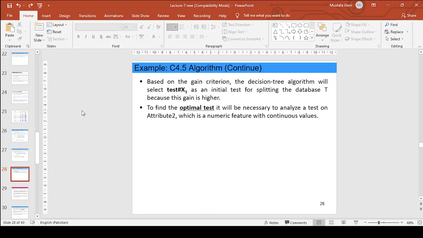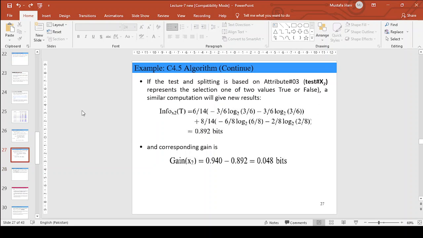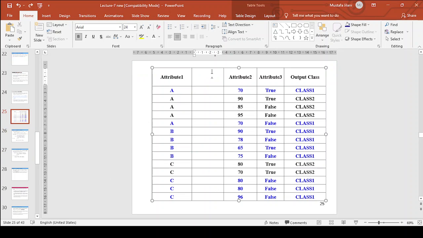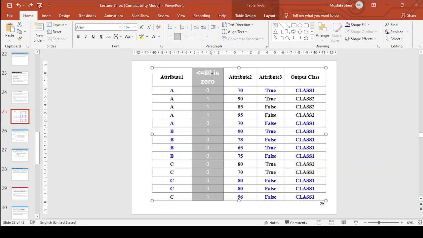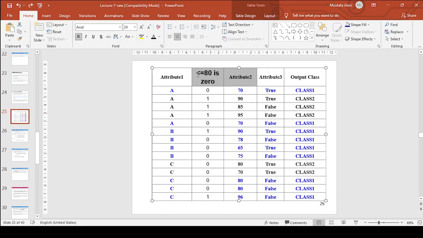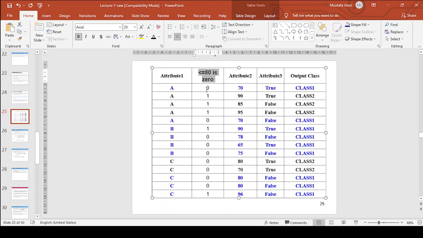Then out of these 8 or 9 different comparisons, we see which split has the highest gain value, because the higher the gain, the higher the chance of that variable being the parent node. I run this model, and suppose based on the results we can say if it is less than 80 it is 0, if it is more than 80 it is 1. So less than 80, like 70 is 0, 90 is 1, 85 is 1, 95 is 1.